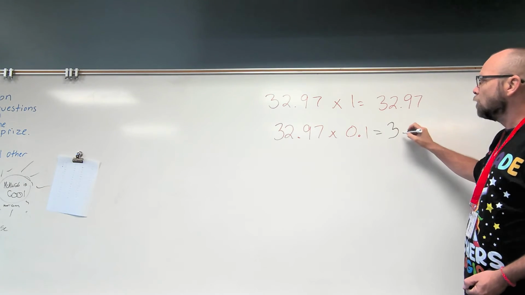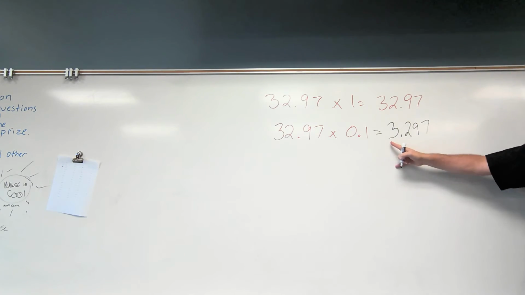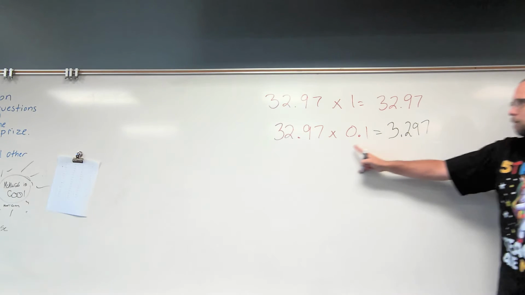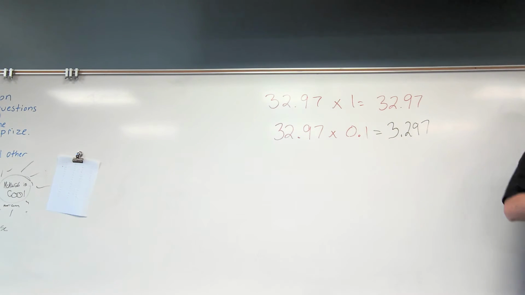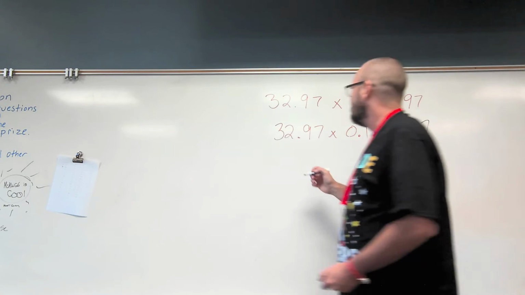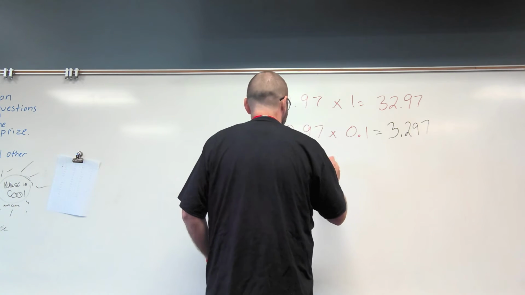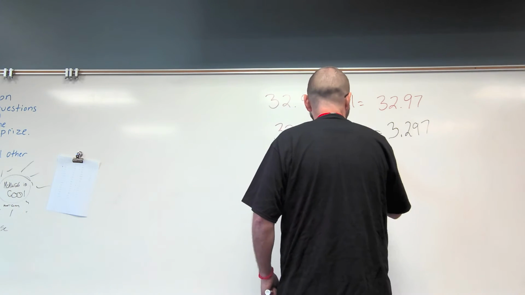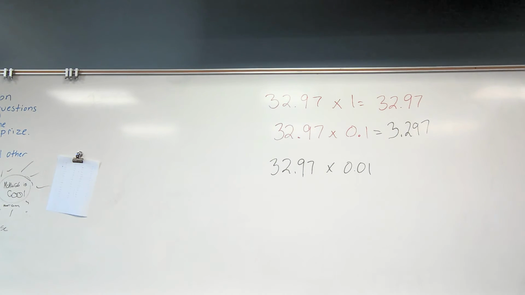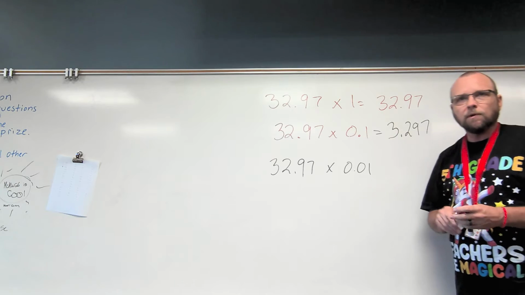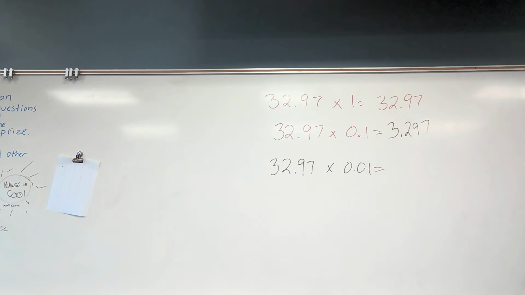So now instead of worth 30, this 3 is worth 3. So that's 1/10 of what it was before. Same thing if I do here. Now I need to make it 100 times smaller. Well, using what you just learned up here, Emma?